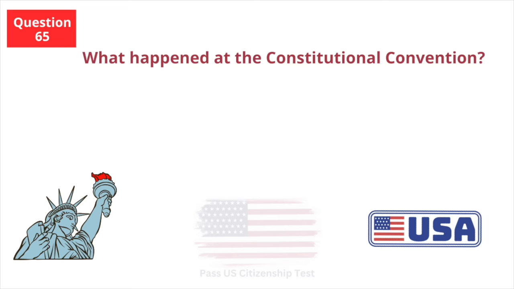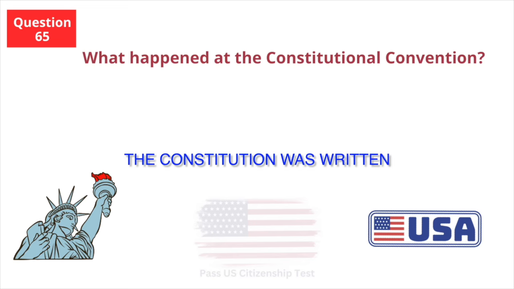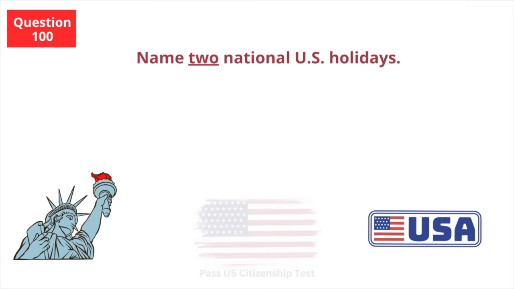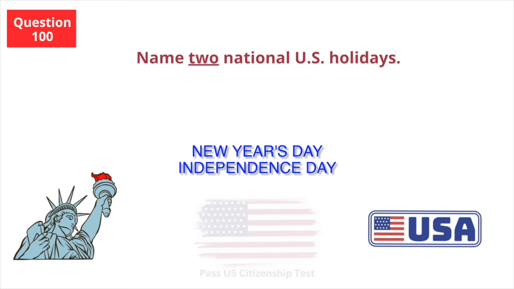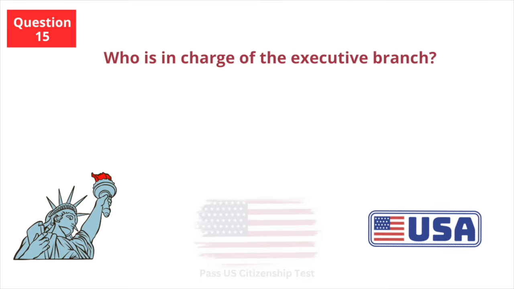What happened at the Constitutional Convention? The Constitution was written. Name two national U.S. holidays. New Year's Day, Independence Day. Who is in charge of the executive branch? The President.